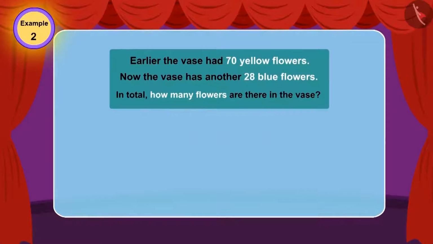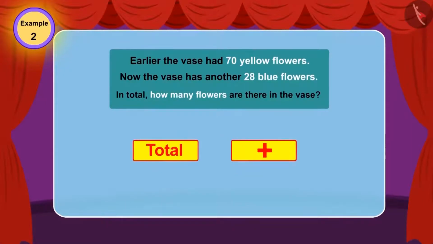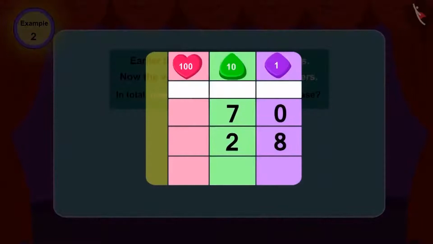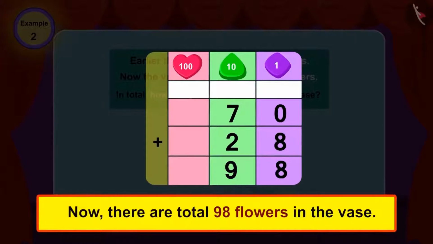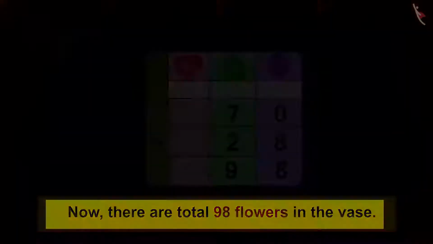In this question, we have to find the total number of flowers. Whenever we need to find the total number of things, we make use of addition. Therefore, in this question also, we will use addition. In 70, if we add 28, what is the total? 98. Yes, now there are 98 flowers in the vase.